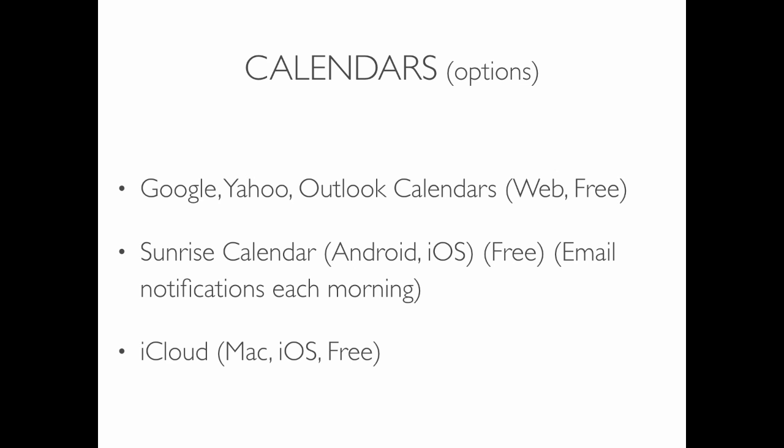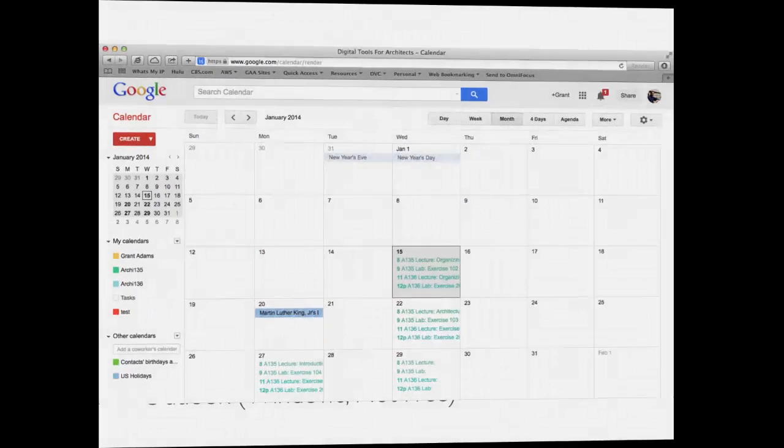Sunrise Calendar is a universal desktop calendar that you can choose to use. It has an iOS version of it. It's up to you. It's kind of nice because it sends you an email in the morning that says, these are the things that are happening today. Might be relevant. iCloud obviously has its own calendar as well, but that's kind of in the Mac ecosystem.